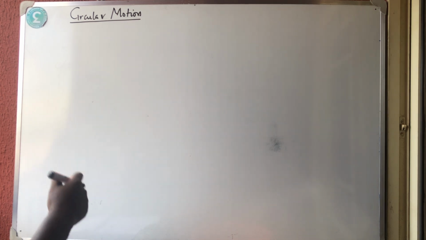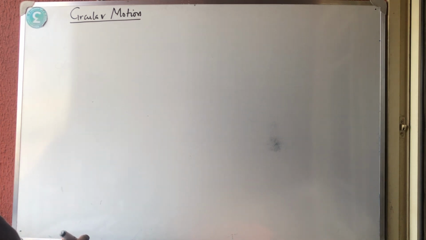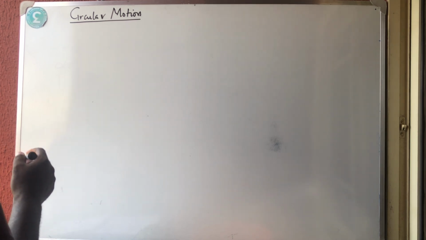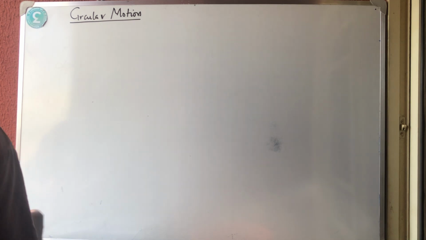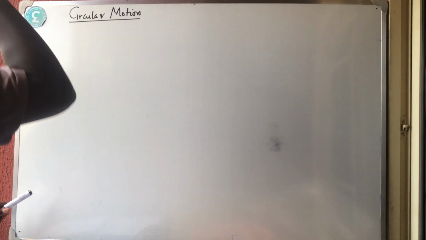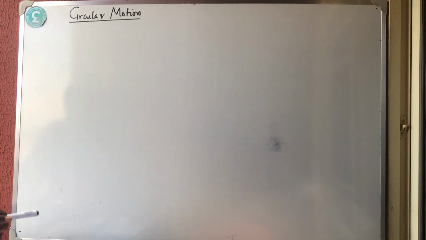Today we are going to talk about circular motion. Circular motion simply means, how do I put it? They say an object moving with a uniform speed along a circular path is said to undergo uniform circular motion. An example of circular motion is your fan. Your fan is fixed about a point and the blade is moving in a circular path. That is circular motion.